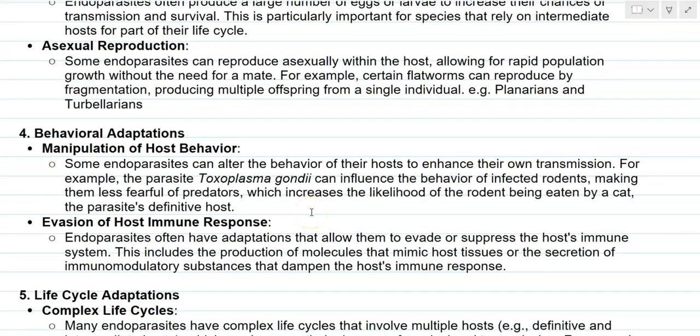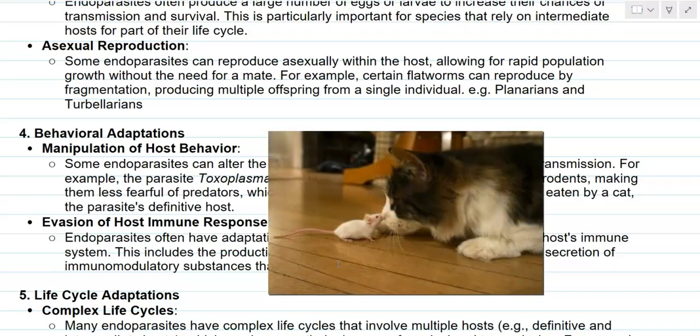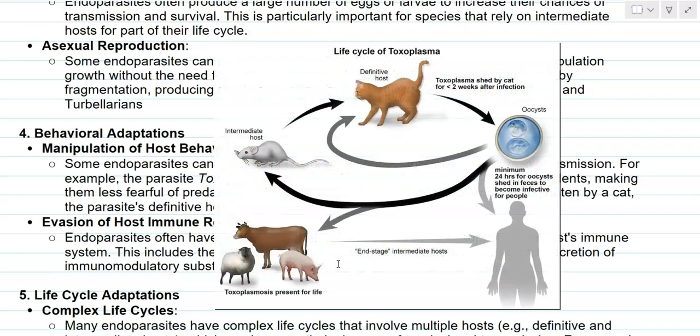Next, we look at the behavioral adaptations. First one is the manipulation of the host behavior. Some endoparasites can alter the behavior of their host itself to enhance their own transmission. A clear example is the Toxoplasma gondii parasite, which can influence the behavior of infected rodents, making them less fearful of their predators, mainly cats, which increases their likelihood of getting eaten by the cat. As a result, this pathogen moves from the rodent to the cat, which serves as a definitive host, whereas the rat serves here as an intermediate host.